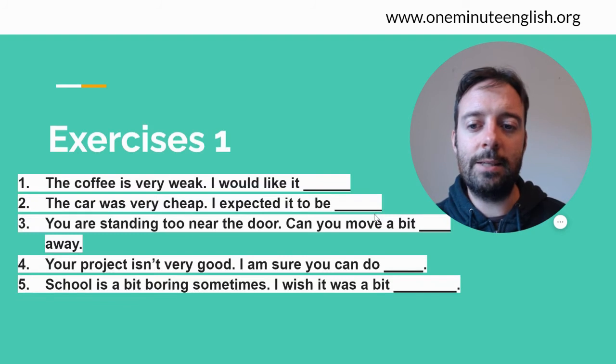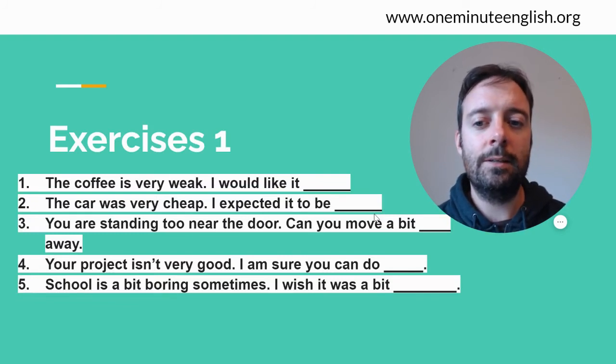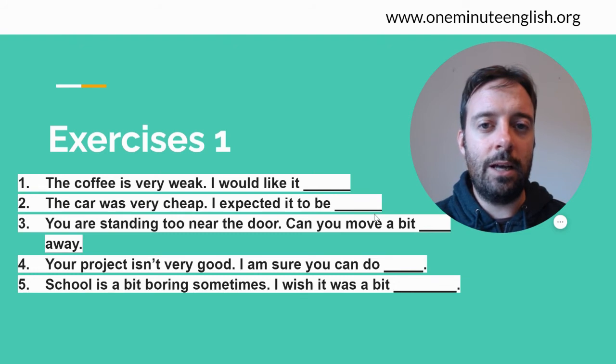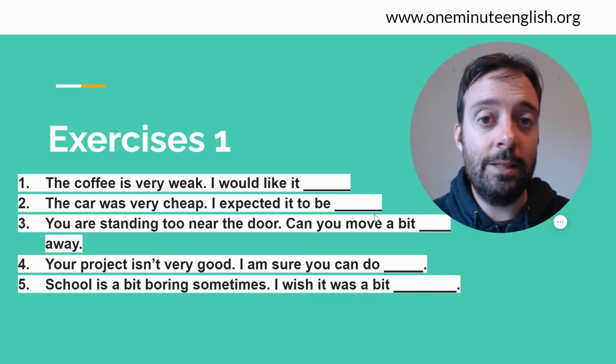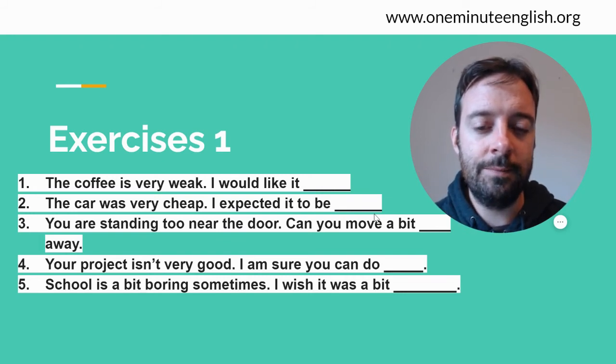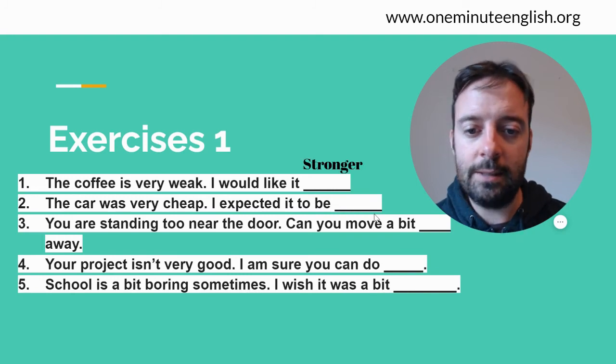Let's practice a little bit. So let's do some exercises here together. Let's look at number one. The coffee is very weak. I would like it... What adjective do we need here? Probably strong, right? Strong. So how do you use the comparative form of strong? One syllable. Stronger. I would like it stronger.